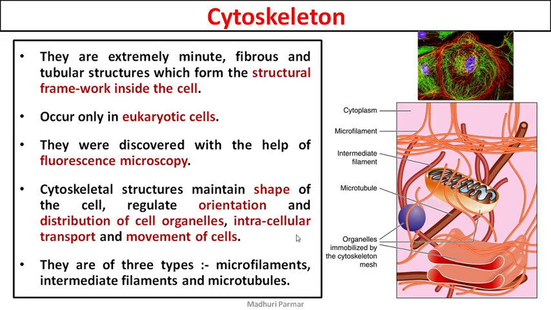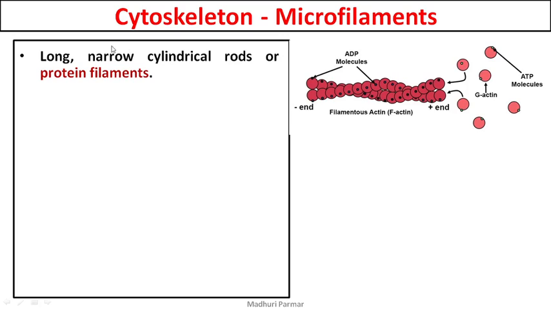They are of three types. You have microfilaments, intermediate filaments, and microtubules. These are actually arranged in the order of their size. Microfilaments are the smallest in size, in diameter. Then comes the intermediate filaments, and finally the microtubules. We start with the microfilaments. They are long, narrow, cylindrical rods or protein filaments.